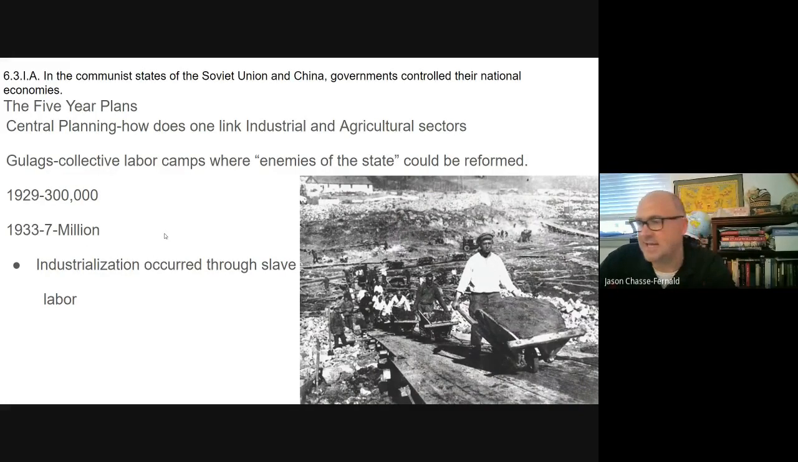So industrialization will take place under Stalin through a quota-based labor system, right? A kidnapping quota-based system. So a form of coerced labor.